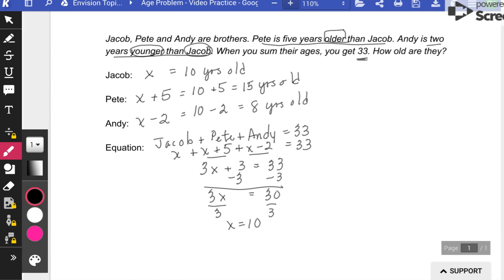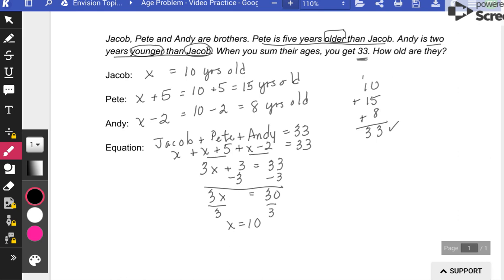Let's double check. So we'll take their ages. 10 plus 15 plus 8. 8 and 5 is 13. Carry the 1. 1, 2, 3, 33. So their ages sum together to get 33, which is what we want.